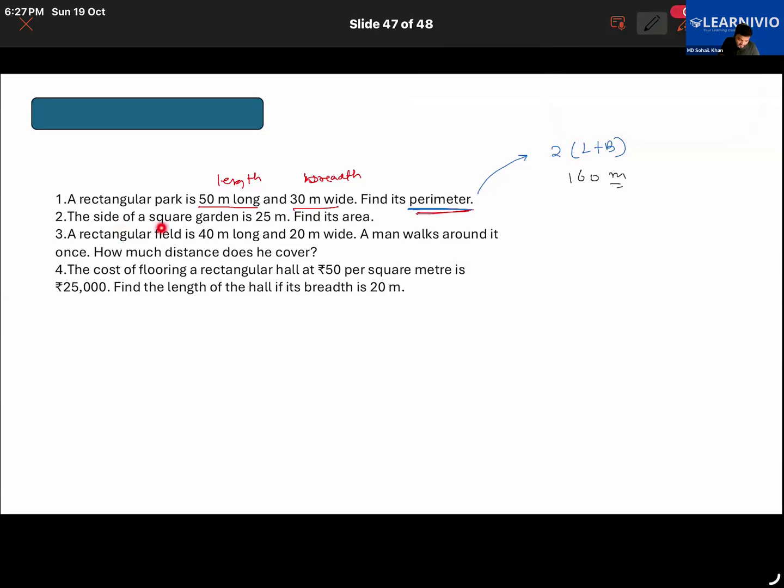The side of a square garden is 25 meter. What is its area? 4 into side. We have been asked about area of a square. 4 into side is the perimeter. So area means side into side.